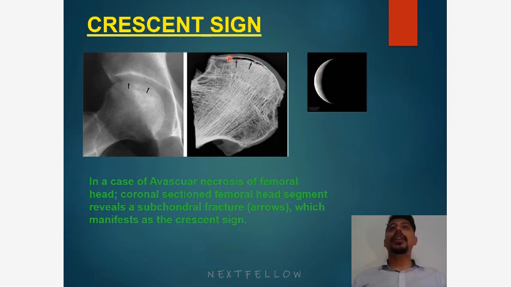So this is the chondroid matrix or cartilage, and then this is the subchondral fracture, that is a crescent sign seen in the subchondral fracture of the avascular necrosis.